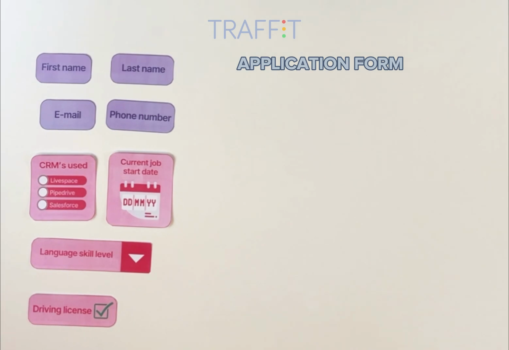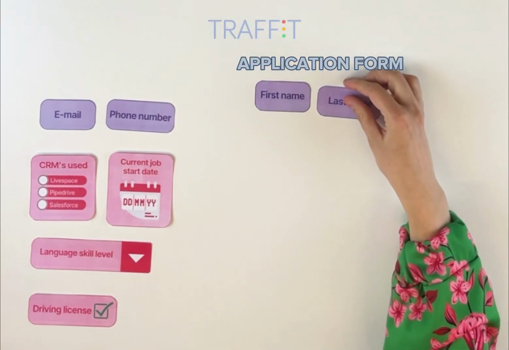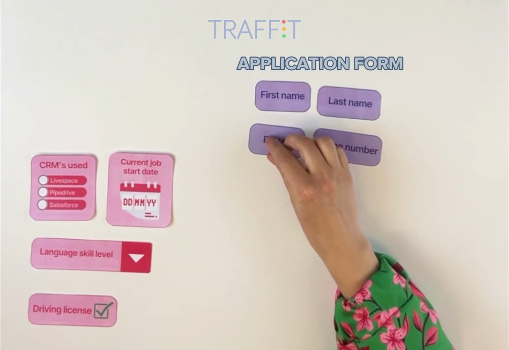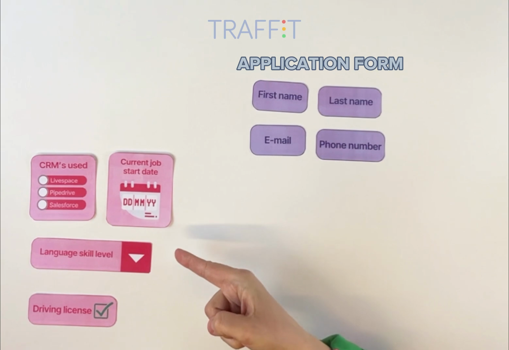I'm creating the application form, choosing which fields from the candidate profile I want to ask about in the application form. I'll start with the standard ones: first name, last name, email, and phone number. Now I can enrich my application form with some custom fields. I can choose from all the variety of fields available in my candidate profile.